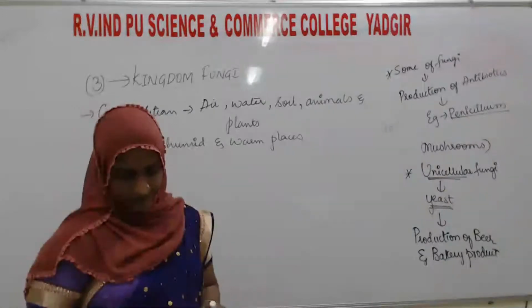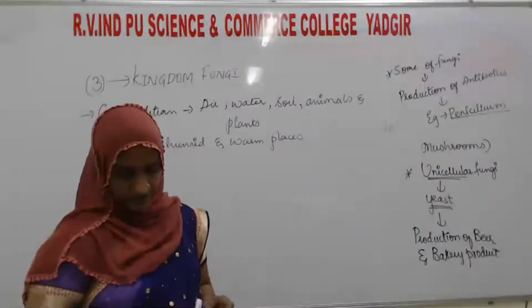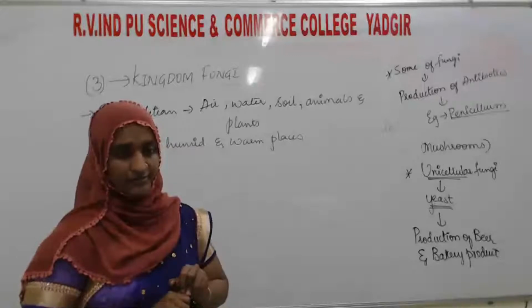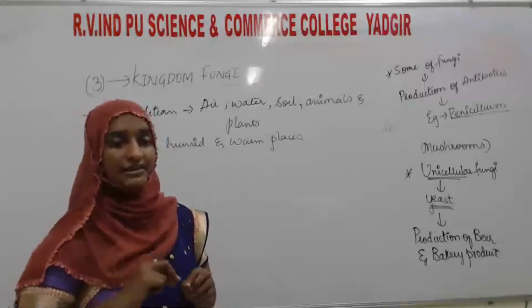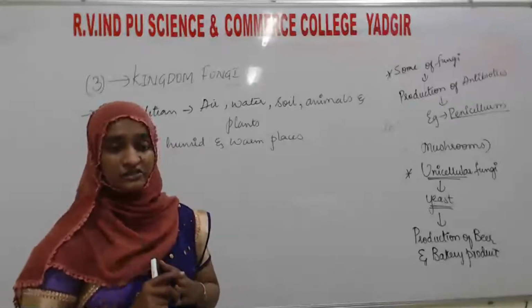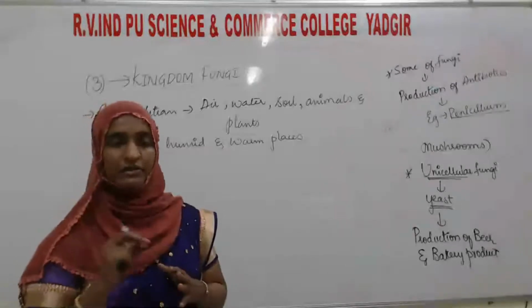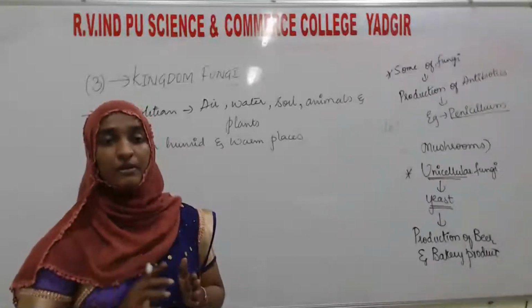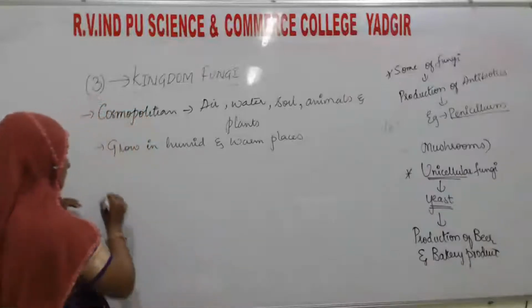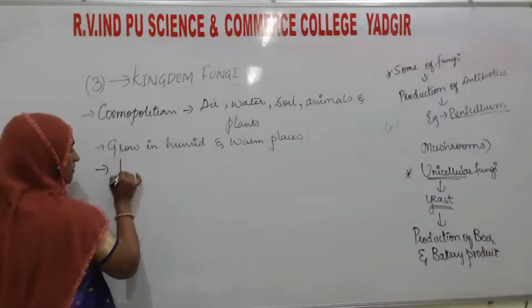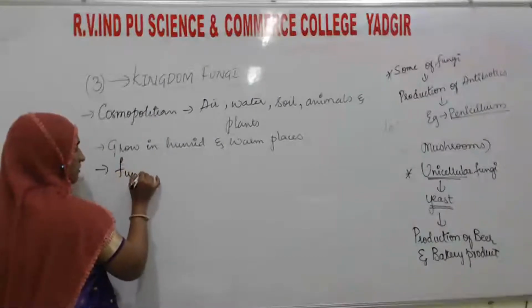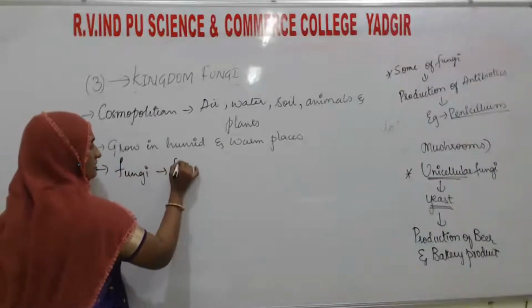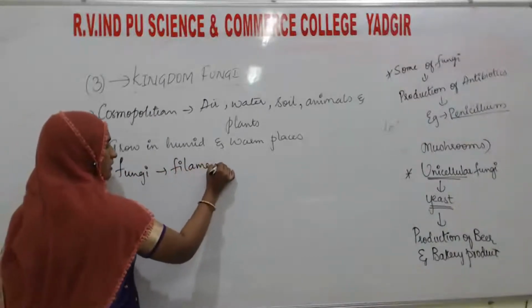The next, they are generally filamentous. Filamentous means filament-like structures, thread-like structures you can see. The body of the fungi will be filamentous. So here, fungi are filamentous structures. How means?